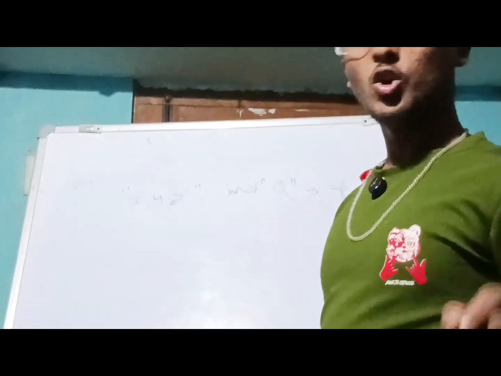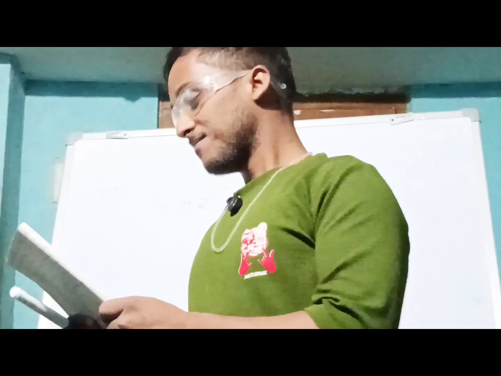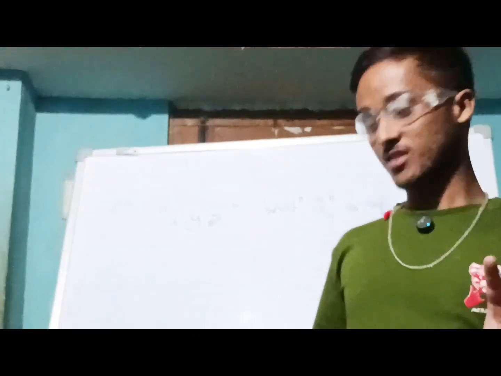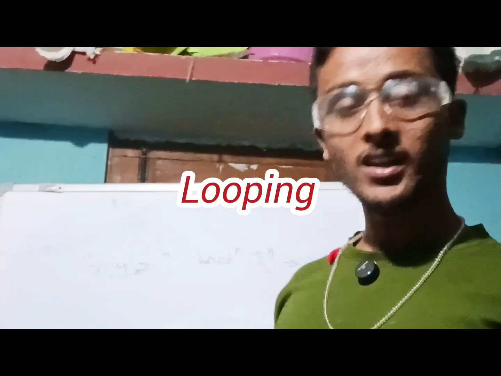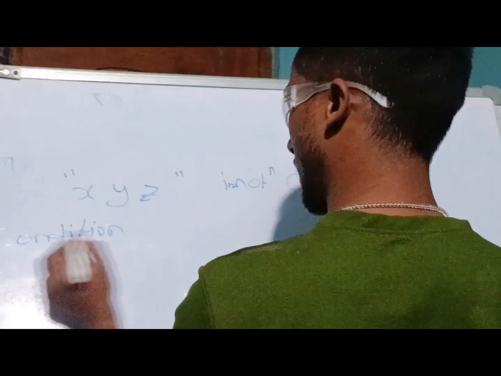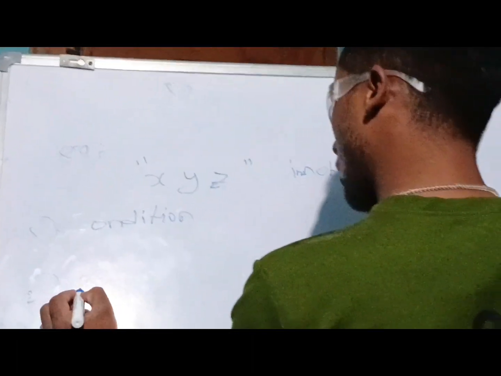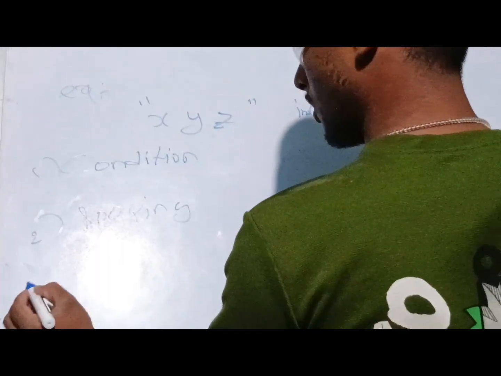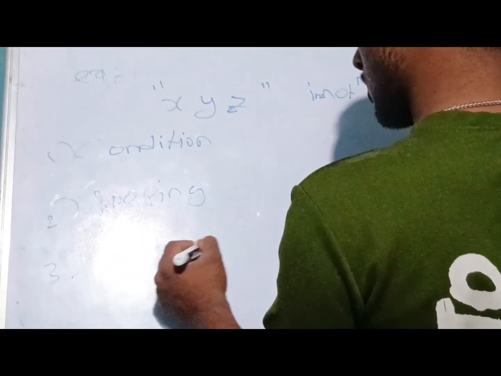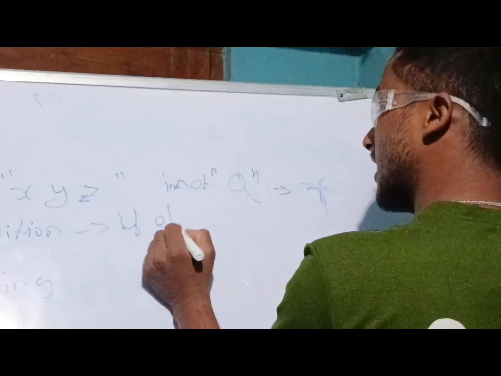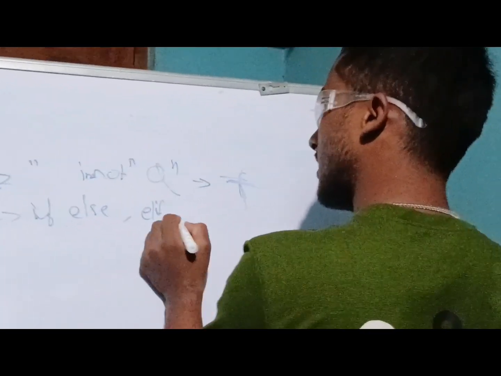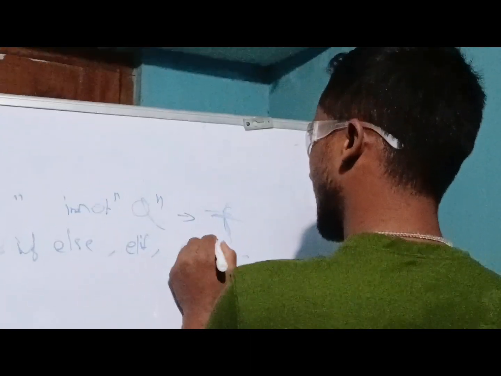Okay, now we move to control statements in Python. What is a control statement? Control statements have three types: conditional statements, looping statements, and jump statements. The first one is conditional, the second one is looping, the third one is jump. Conditional means if, else, and so on.